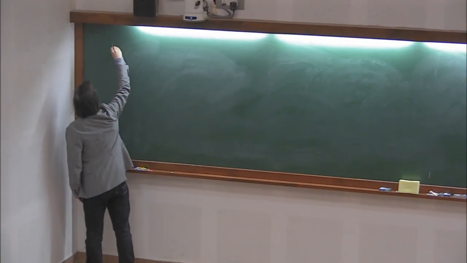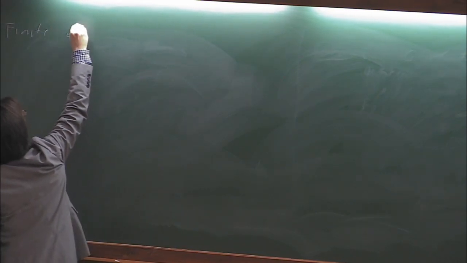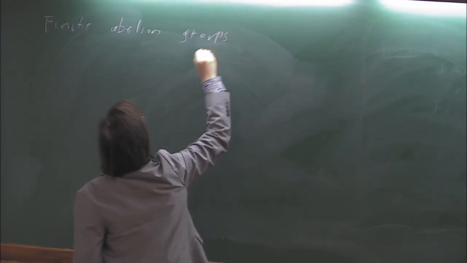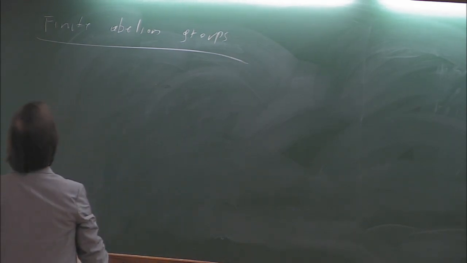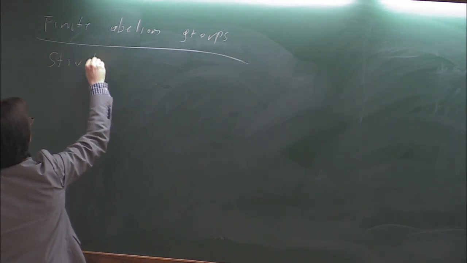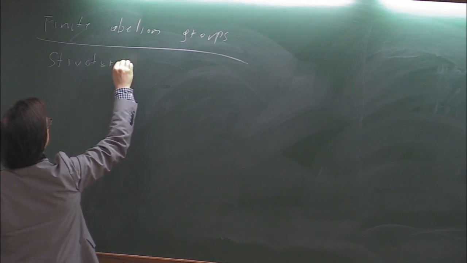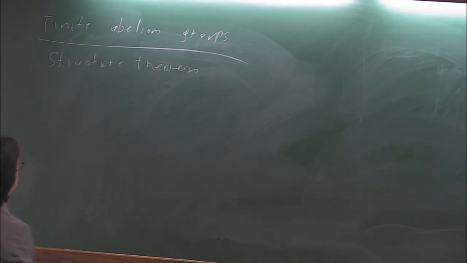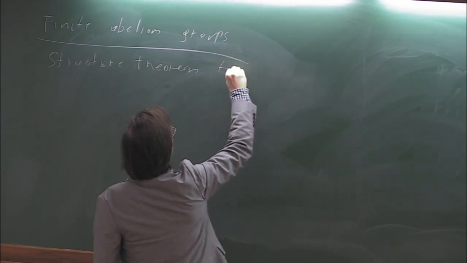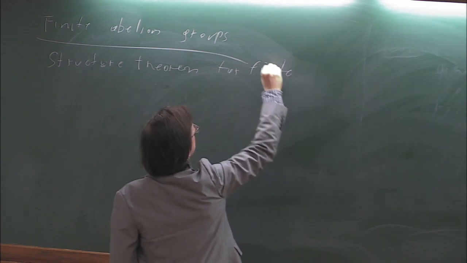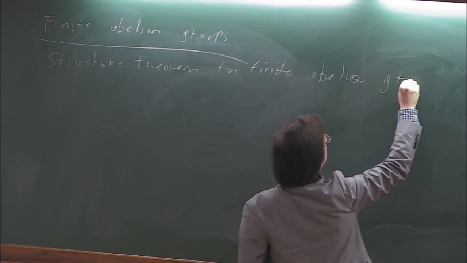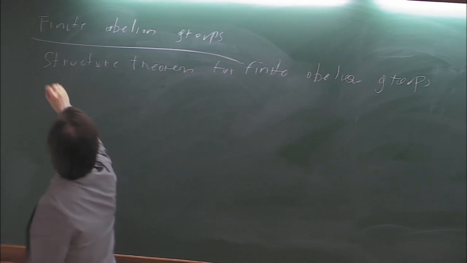So this is the finite abelian structure theorem, which is a very classical result. I believe it's originally due to Kronecker, somewhere in the 19th century.